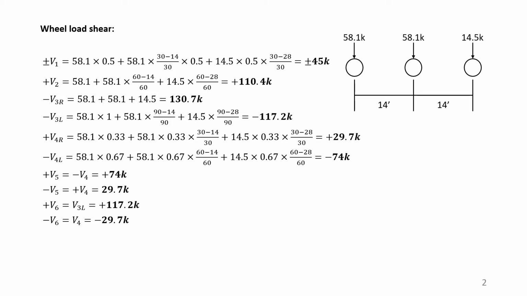That's why this triangle is a 90 feet long triangle, and the loads are naturally 58 and 14.5. For this value, we first multiply the 58.1 by 1, and another 58.1 will be multiplied by a factor where the triangle has a 90 feet base, and the wheel is at a 14 feet distance from the maximum ordinate. So we reduce 90 minus 14, divided by 90, multiplied by 1. The next one is calculated after deducting 28 from 90, divided by 90, and multiplied by the load value of 14.5.